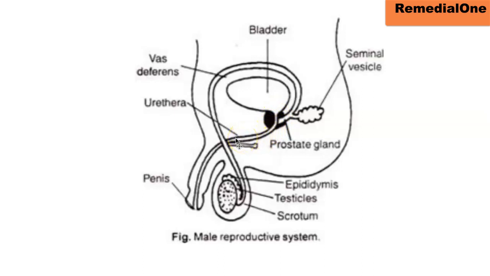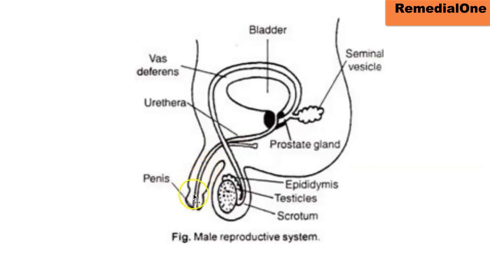So the urethra is also known as the urinogenital organ because it is a channel through which the urine also passes and then it comes out. So these are the main parts of the male reproductive system.